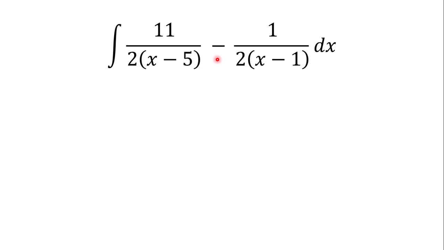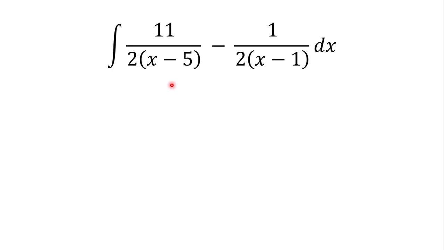Yeah, here is minus because we had the value of b to be minus half. So the integral is now the integral of 11 over 2 into bracket x minus 5, minus 1 over 2 into bracket x minus 1 dx. How are you going to solve this one?